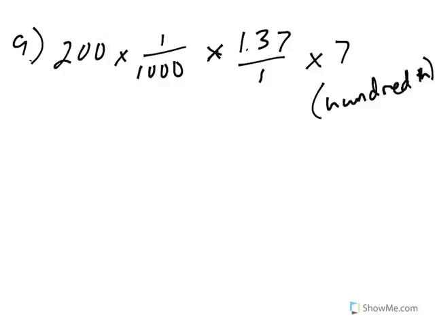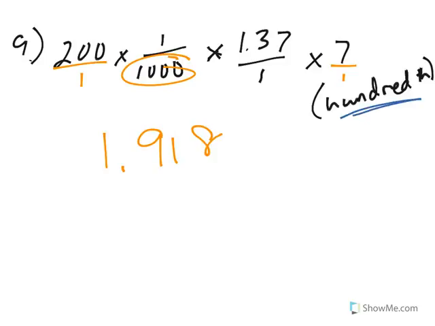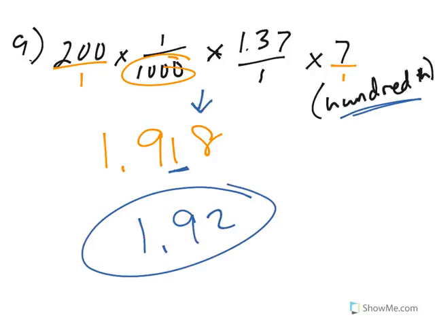Number 9. This looks to be a CO2 emissions problem with electricity, which you'll get to later. Again, we have fractions. You can multiply everything in the numerator and then divide by the 1,000 here in the denominator. You should get 1.918. Now the directions here say hundredth. That's this 1. 8 rounds up, so you get 1.92.